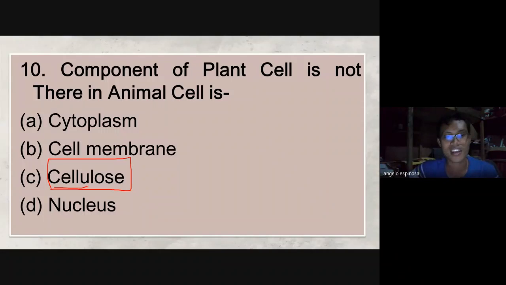The correct answer there is cellulose. Okay? What is your score? Let me see your score, guys. Who got perfect?